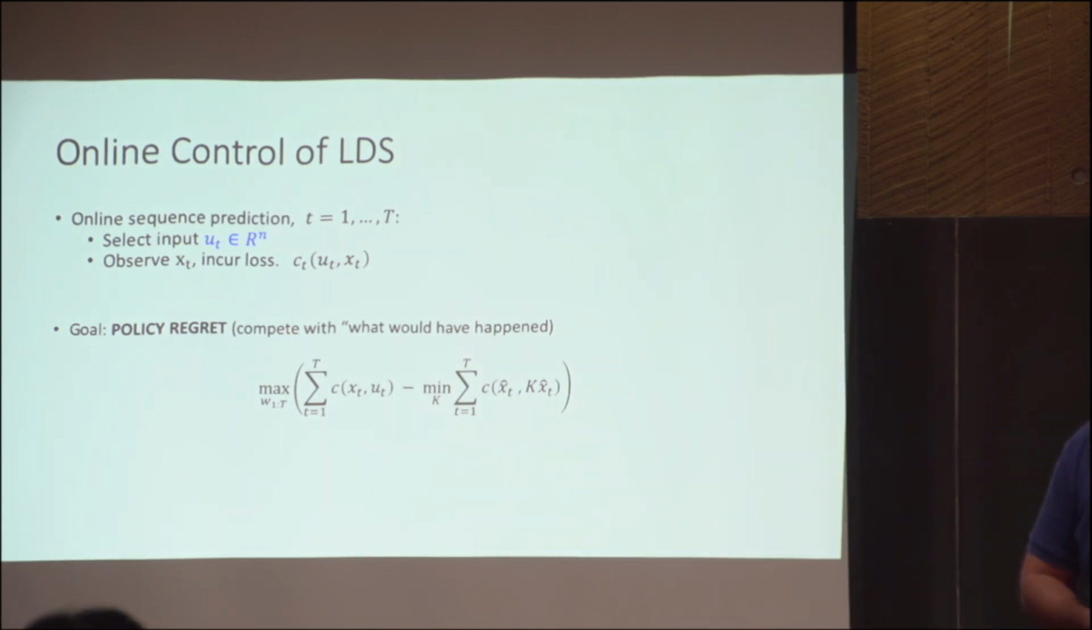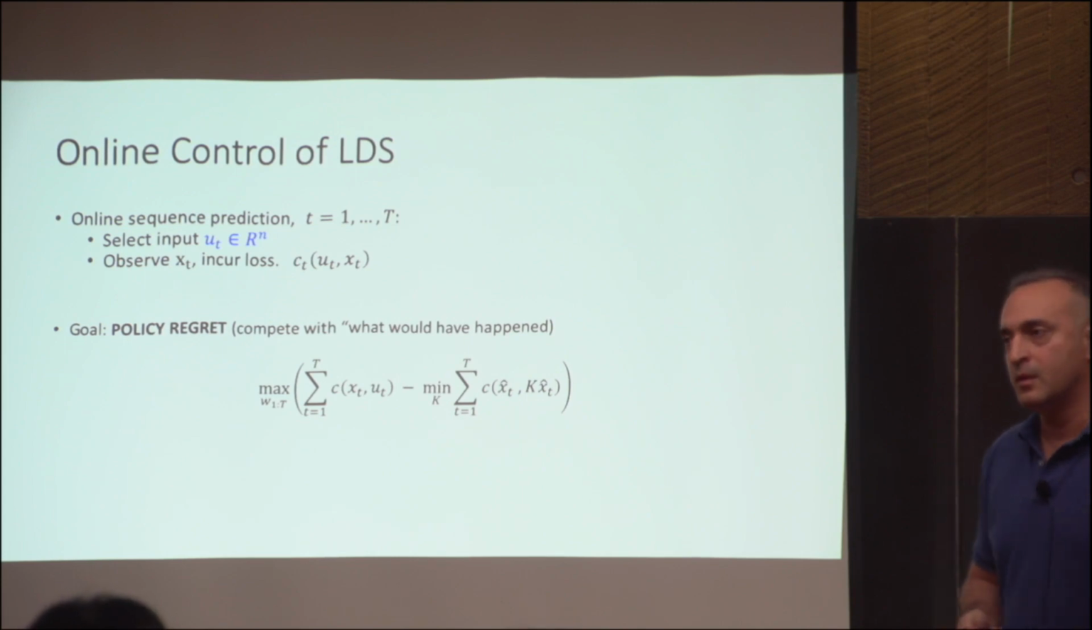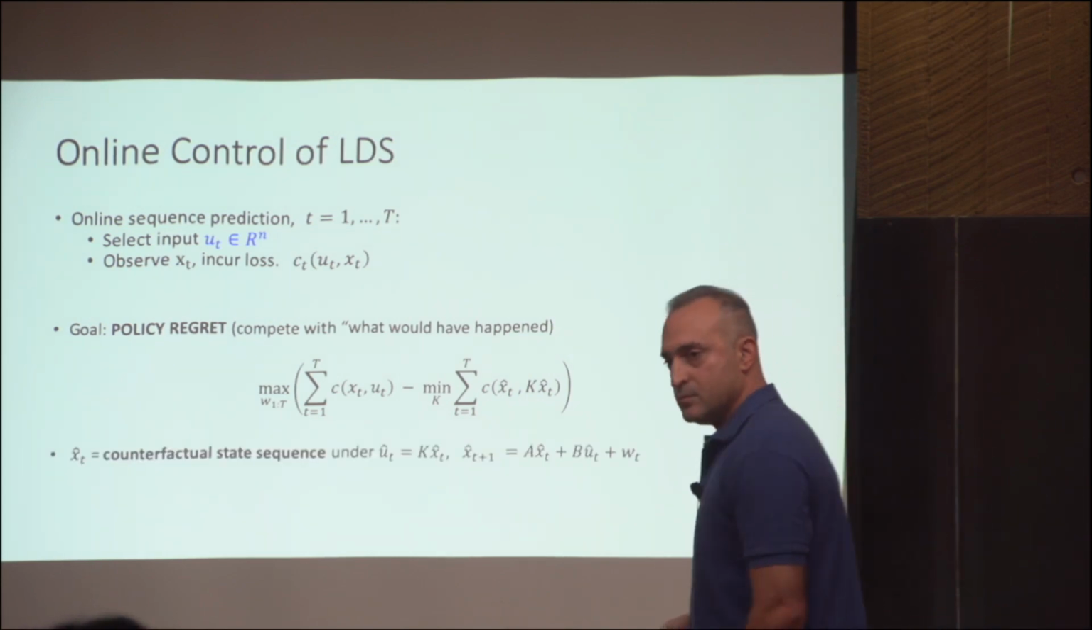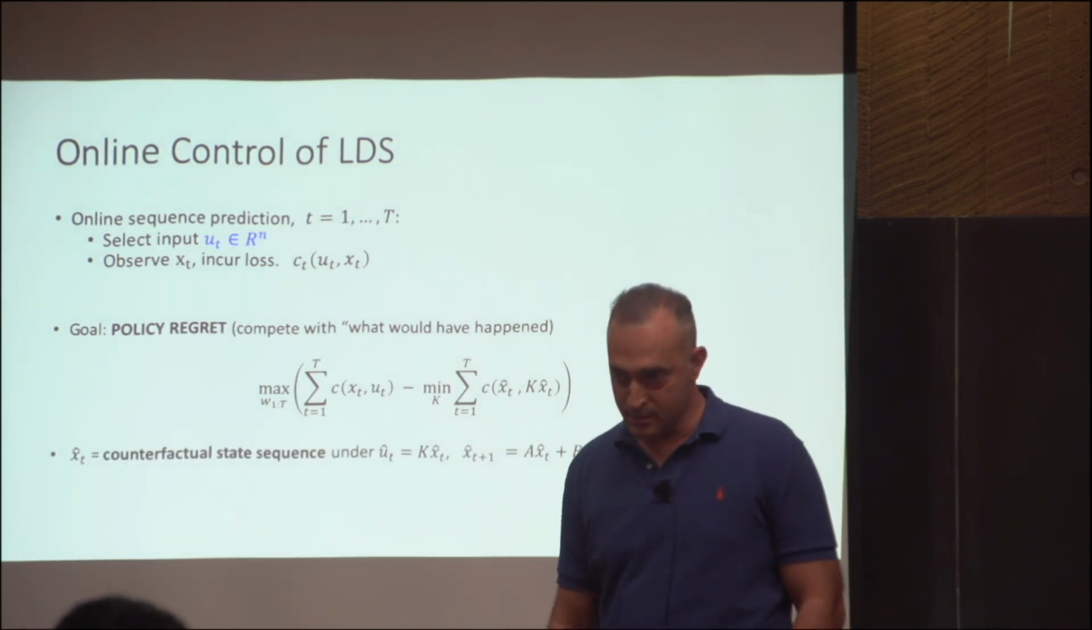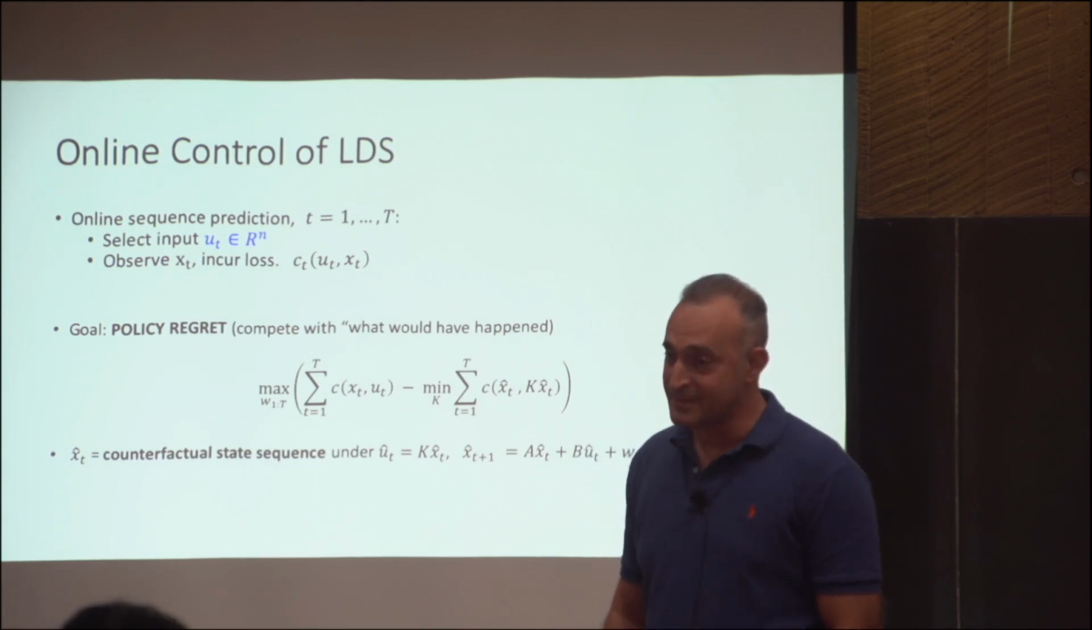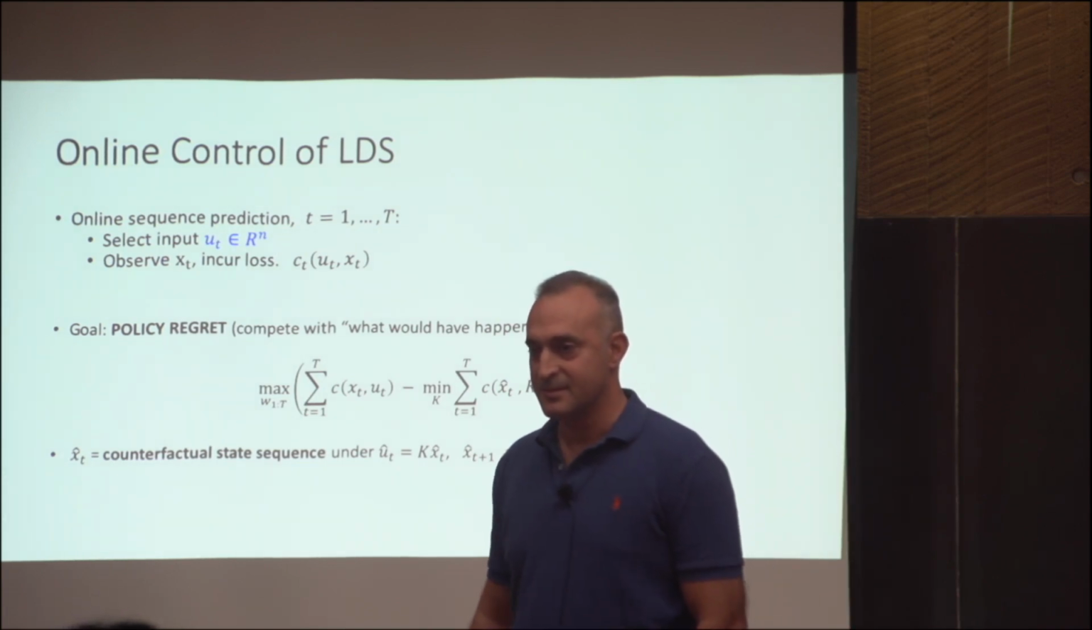Any other questions? Okay. Just a quick question. Yeah, Samori. The form that you showed earlier, ut is equal to kxt. Did I assume that W was a Gaussian, or?